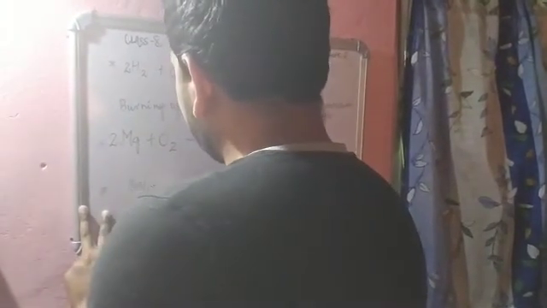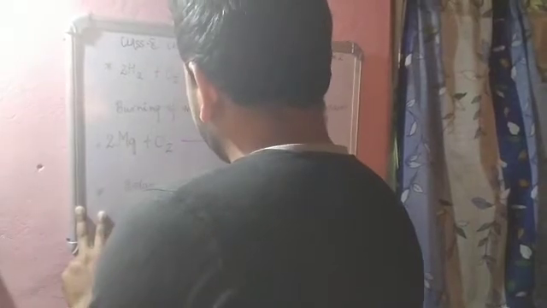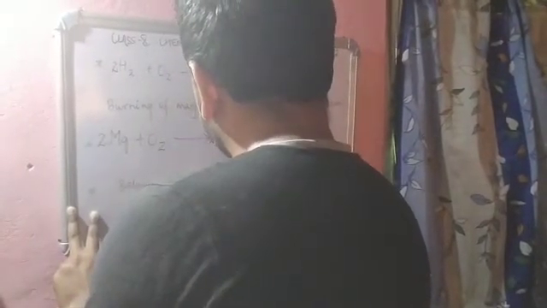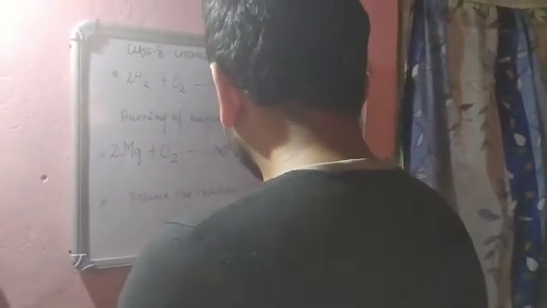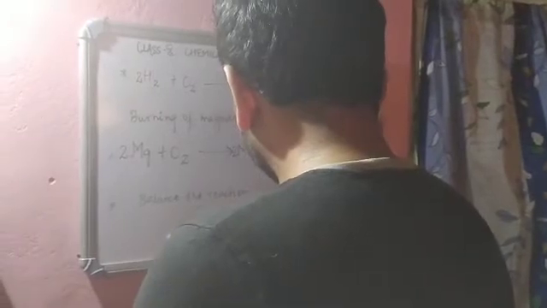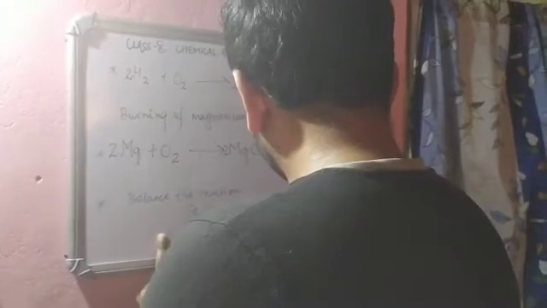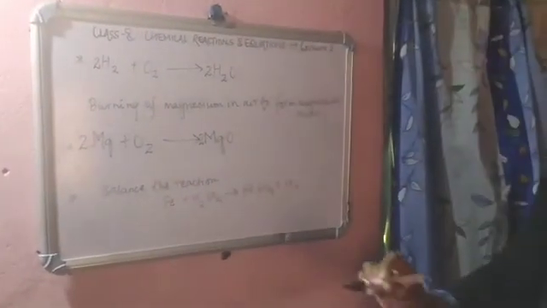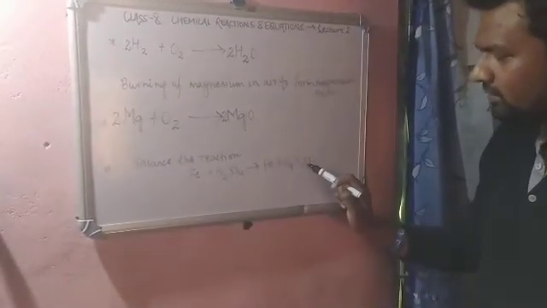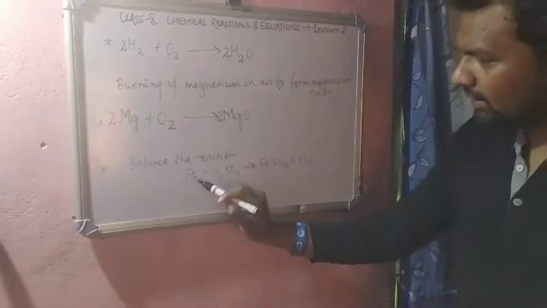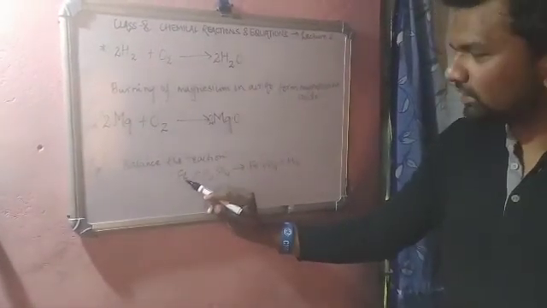Balance the following reaction. As you can see here, iron is reacting with sulfuric acid to form iron sulfate, that is ferrous sulfate, and hydrogen. Okay. See, this reaction is already balanced. We don't need to balance it.